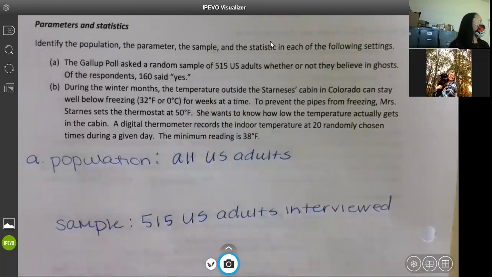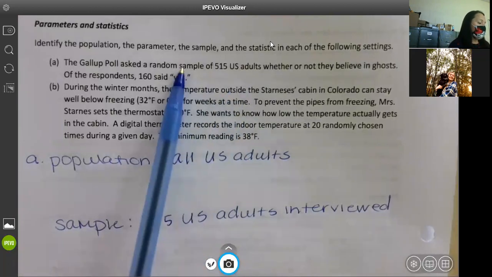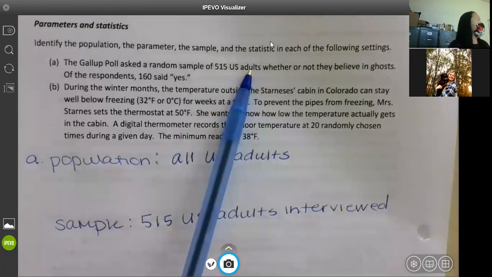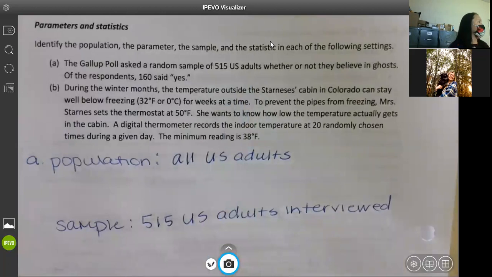Yes. So like this, we had a sample of U.S. adults. So where did the sample come from? All U.S. adults. It could be all high schoolers at a large high school. Not all U.S. high schoolers, but all high schoolers at a large high school. It just depends on what they give you in the context.